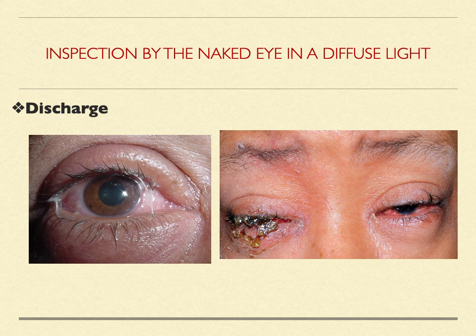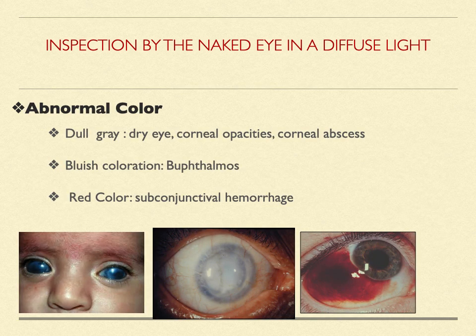Inspection also by the naked eye, if there's any discharge coming out of the eye, like on the left side, this is a mucopurulent discharge. On the right side is a purulent discharge with crusting and even sticky lids, and we can diagnose the patient from this, but we need further investigation in the form of culture to know the type of organism.